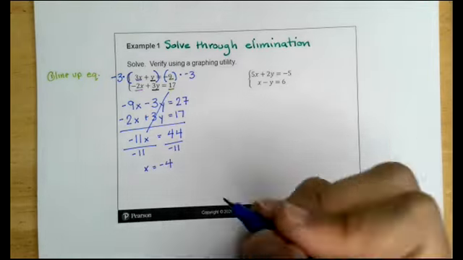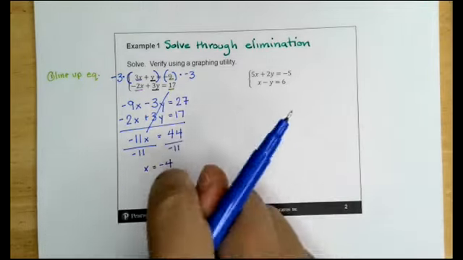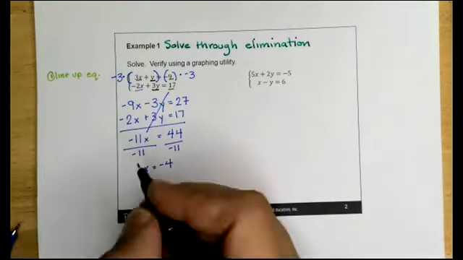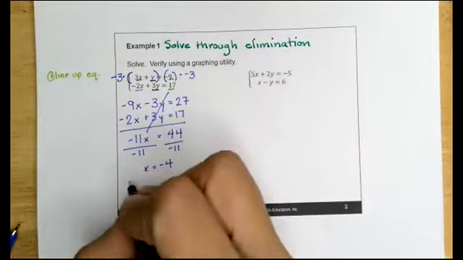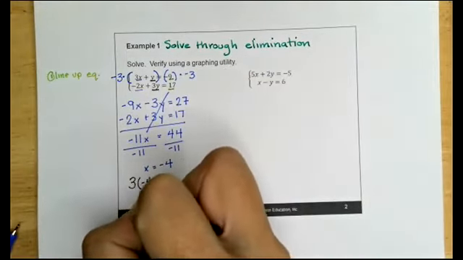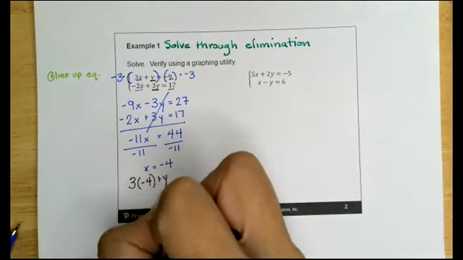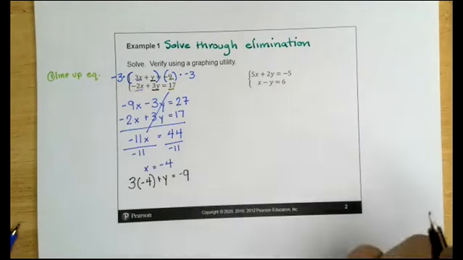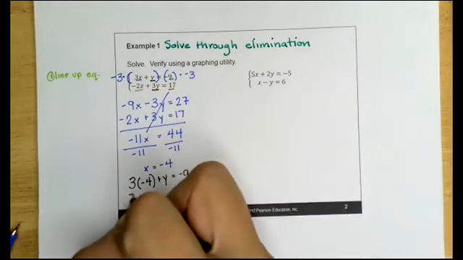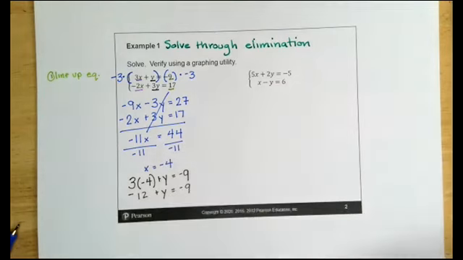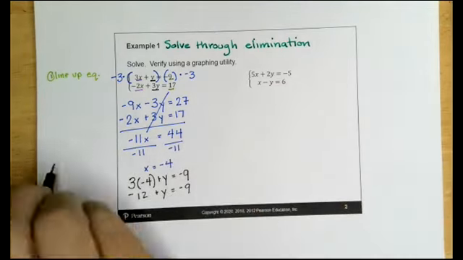Okay? So I know there is one solution, and I have the x of that solution. Now I just need to drop that x into either one of those. I'm going to choose the top one. 3 times negative 4 plus y equals negative 9. I chose that one because y is already alone. I don't have to divide. Negative 12 plus y equals negative 9. Add 12.